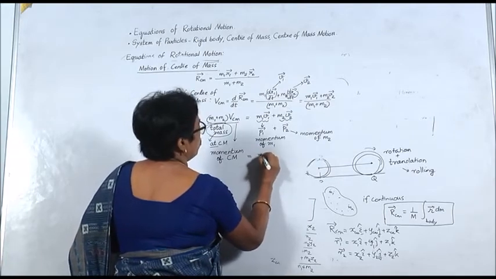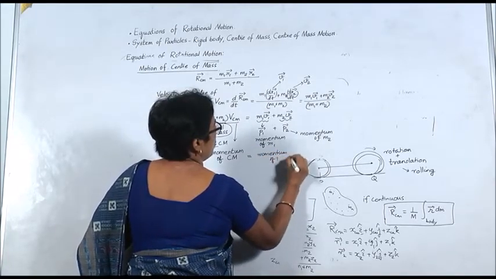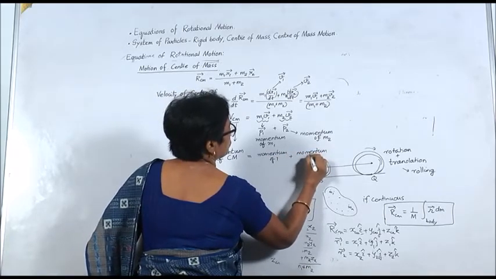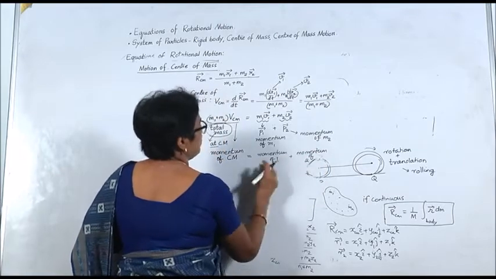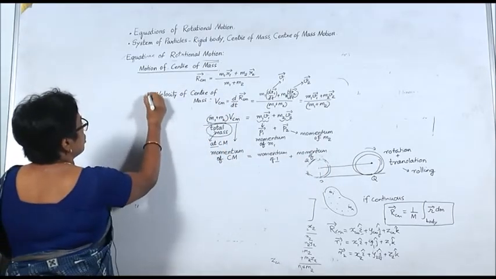So, momentum of 1 plus momentum of 2. 1 means the first particle, 2 is the second particle. So, this I get from the velocity.